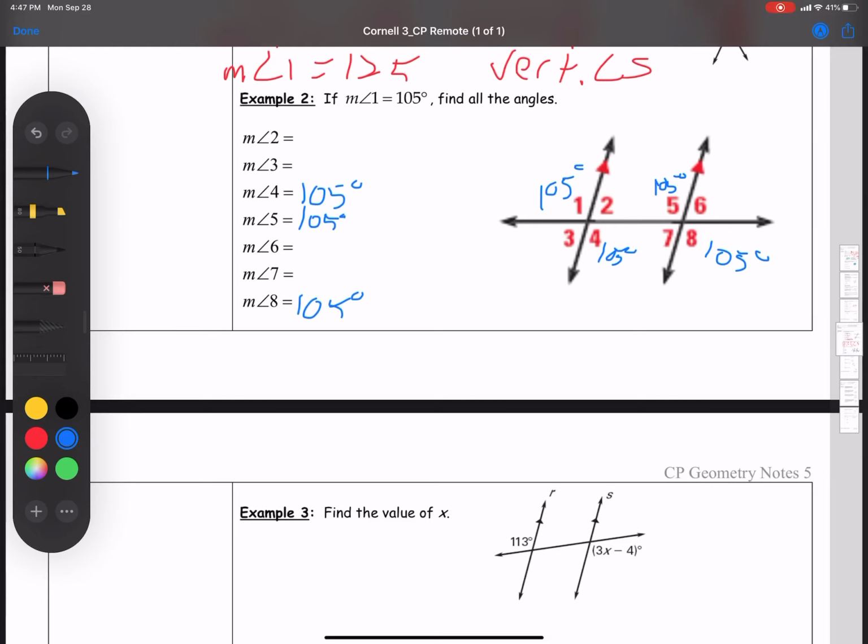Now, angles 1 and 2 form a linear pair. So to figure out angle 2, just do 180 minus the 105, and you get that that's 75 degrees. Well, hey, angles 2 and 7 are alternate interior angles, so they are congruent. Angles 2 and 6 are corresponding angles, so they are congruent. And angles 2 and 3 are vertical angles, so they are going to be congruent as well.